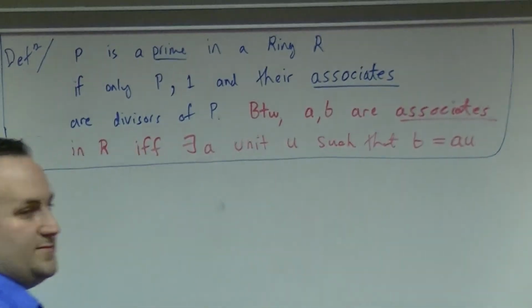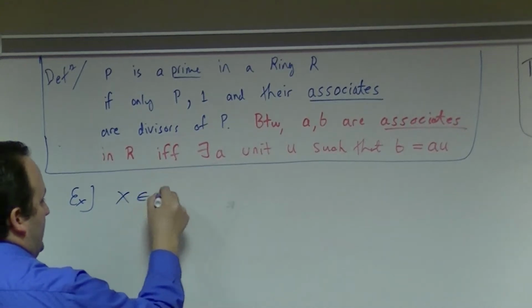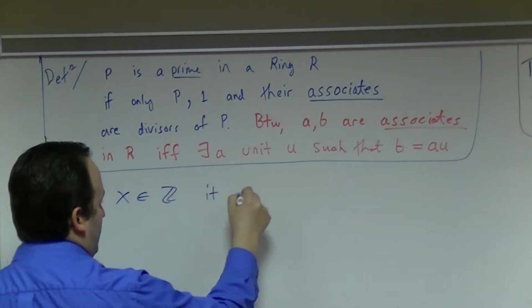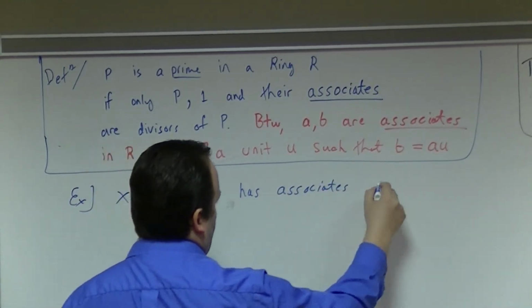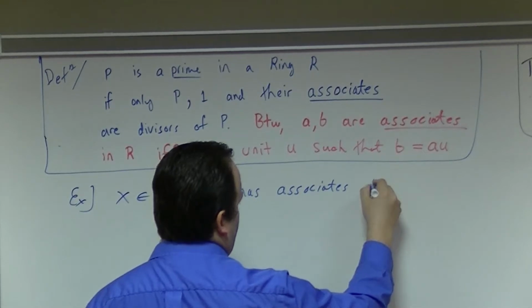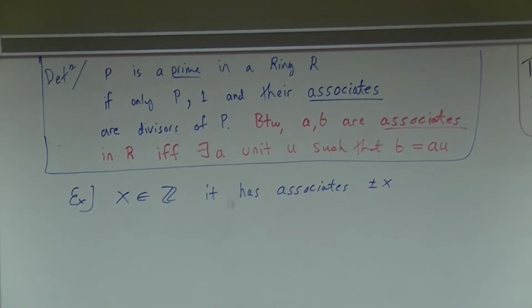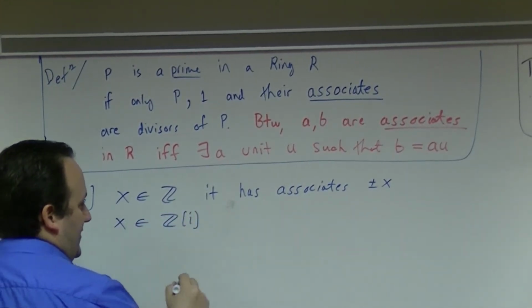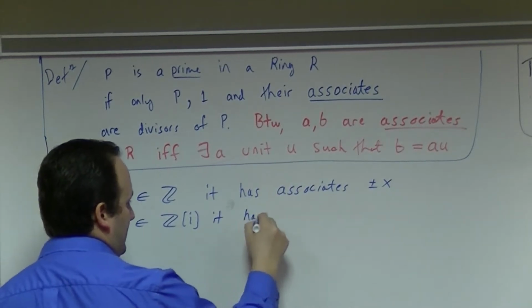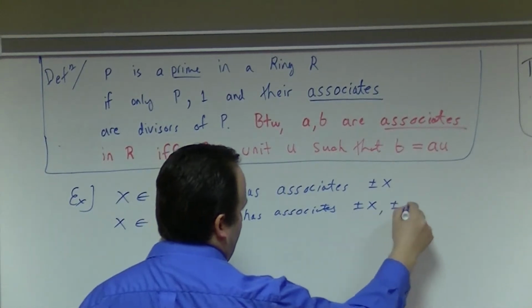They're just a unit times P. So for example, if X is an element of the integers, it has associates plus or minus X. You're always associated to yourself. This cannot be avoided, right? So there's that. If you have X in the Gaussian integers, it has associates plus or minus X and plus or minus IX.